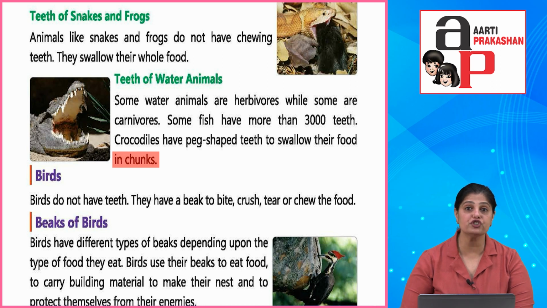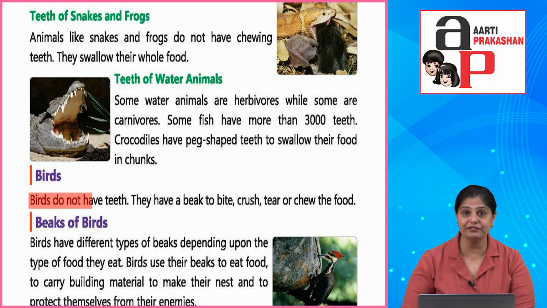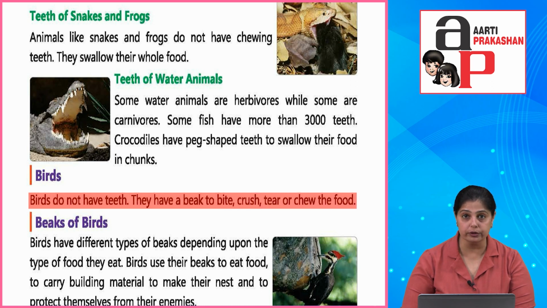Have you seen the picture of shark ever? See how many teeth it has. So some of the fish, they have around 3,000 teeth. Okay? Now birds. Birds do not have teeth. They have a beak to bite, crush, tear or chew the food.